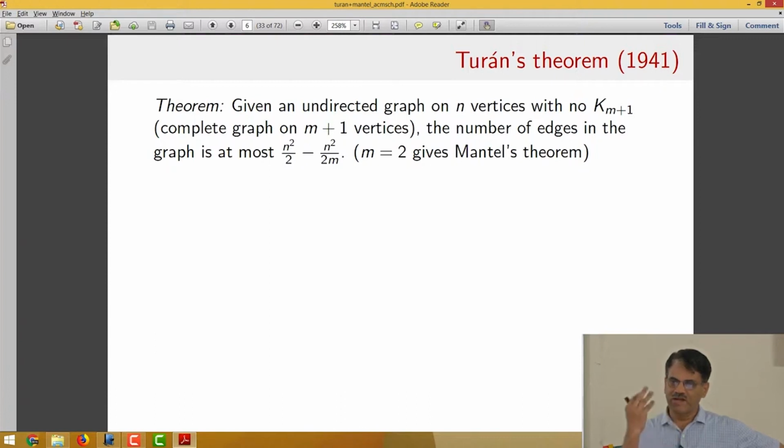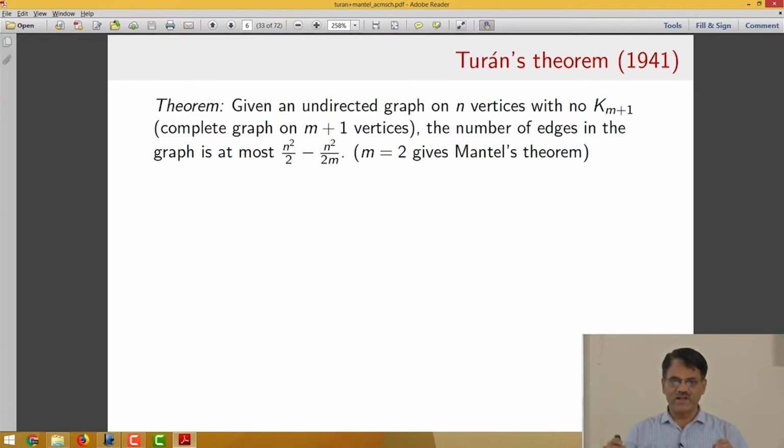What did we do for Mantel's theorem? We deleted an edge. So what do you think you should do here? N vertices is given. I don't have a choice. I'm given a graph. This is exactly what I said when I started off, the mistake people make with induction. I am given a graph on n vertices with no K_{m+1}. So you have to use that somehow. That's what we did in our earlier proof.